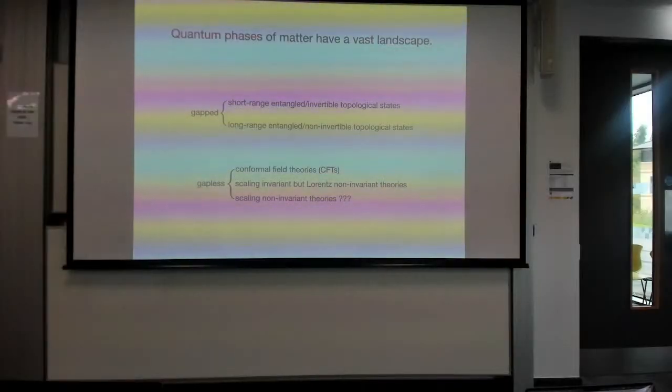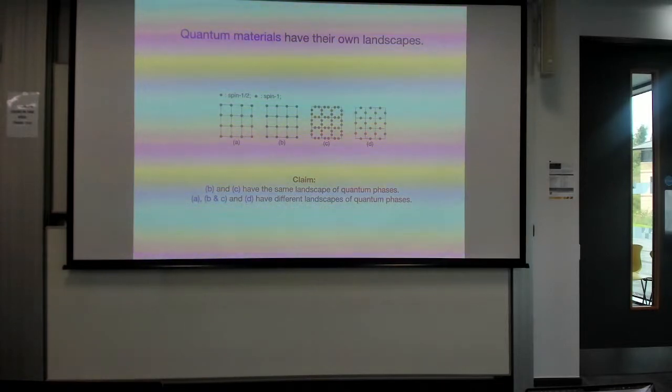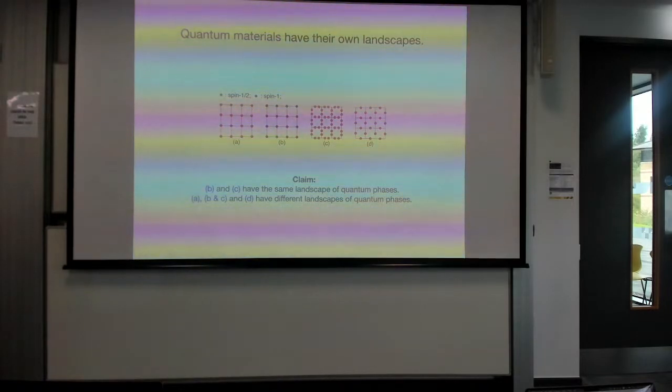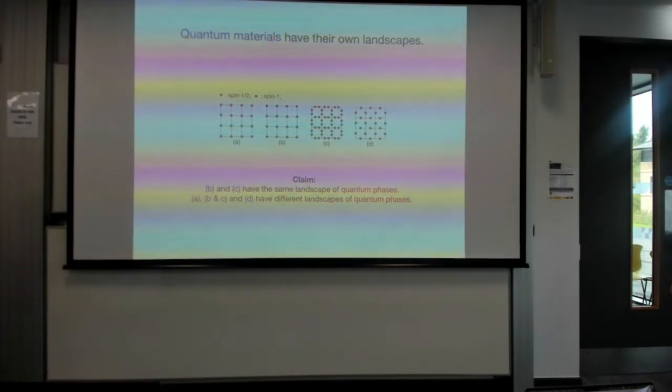Okay, this is abstractly what quantum phases of matter can be, but on the other hand, we want to understand quantum phases of matter that emerge in quantum materials, and the quantum materials have their own landscapes. What I mean is, for example, let's consider four pieces of different quantum materials. In the first case, it can be modeled by some two-dimensional square lattice spin-1/2 system. So this dot is a spin-1/2, and in the second case, it's spin-1. And here, I have more spin-1/2s, and here, also some spin-1/2s.